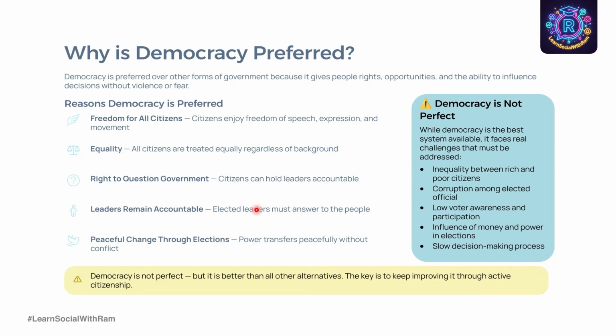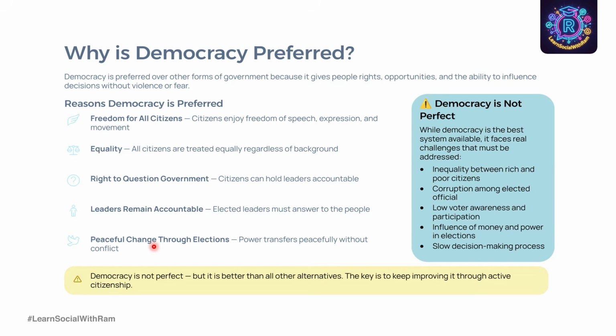And the final reason is, there is always the peaceful change of power. In democracy, governments can change peacefully through a process called election. So this avoids conflict. There is no violence needed. This makes democracy stable. Students, you should also think carefully that, is democracy 100% perfect?